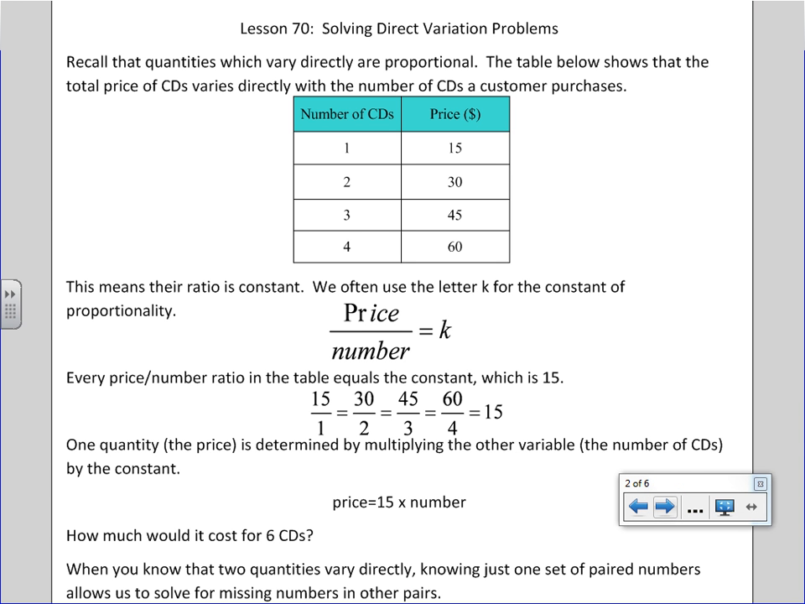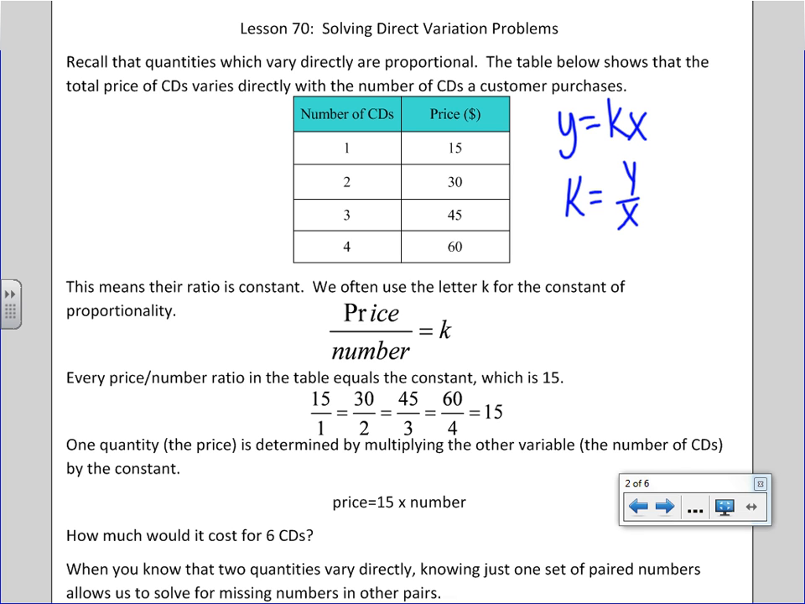What we're talking about today is Lesson 70, Solving Direct Variation Problems. Recall that quantities which vary directly are proportional. We talked about that the other day. If they vary directly, they are proportional. We had a nice equation for that. For direct variation, we said y equals kx. We also said we could solve for k, and whenever we did that, we divided by x on both sides, which got us k equals y over x. So both of those are equations that we can use.